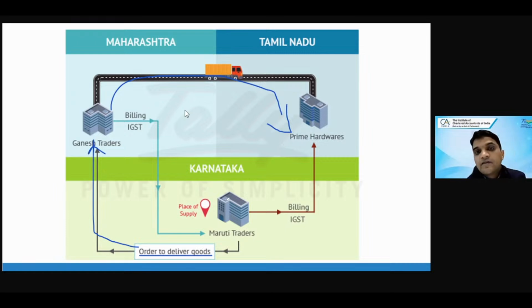Okay. And now goods are moving to Prime Hardwares. Is that my contract? No, that contract is between Maruti Traders and Prime Hardware. So Maruti Traders will raise an invoice to Prime Hardwares based on their own location. Now Karnataka and Tamil Nadu are two different locations, so they will again decide based on this. There is a border between Karnataka and Tamil Nadu, so that is the place of supply for transfer or billing from Karnataka to Tamil Nadu. So they will again raise an IGST invoice.